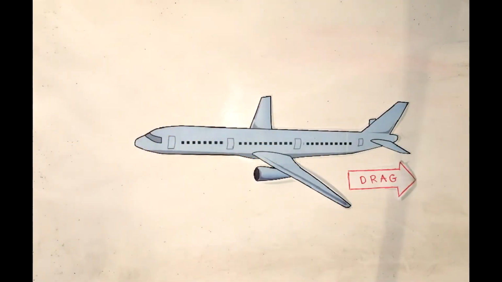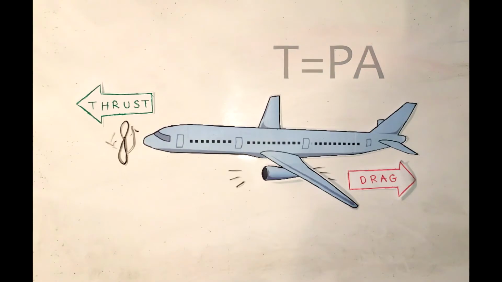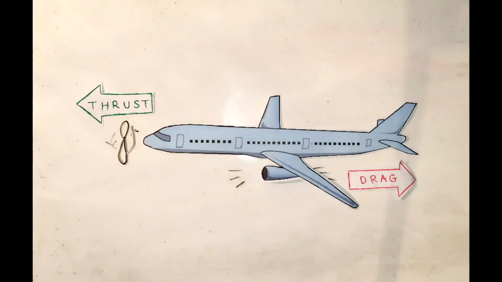To overcome this drag, we need thrust. Thrust is defined as the forward force produced by the propeller or jet engine. Propellers are powered by the aircraft's engine to produce thrust. Jet engines work on the same principle as when you blow up a balloon and you let it go. The air comes out the back and the balloon moves forward.